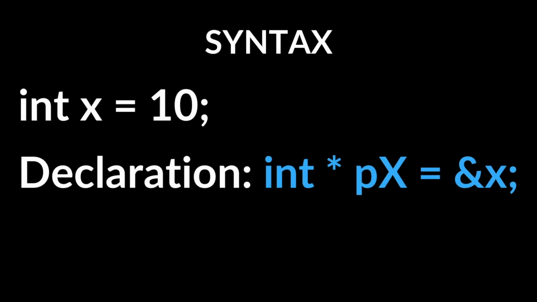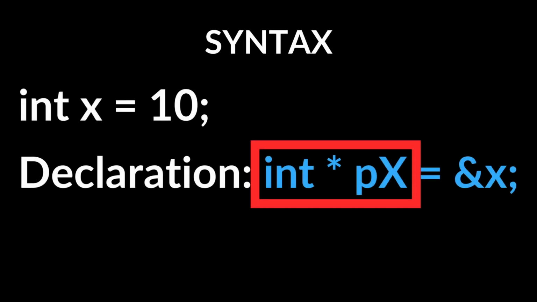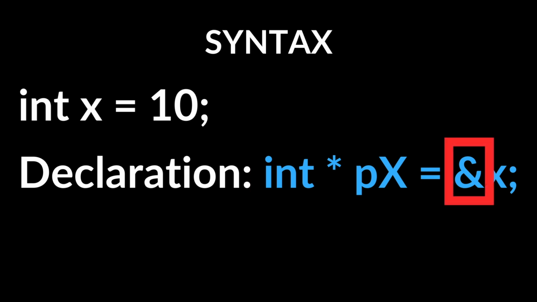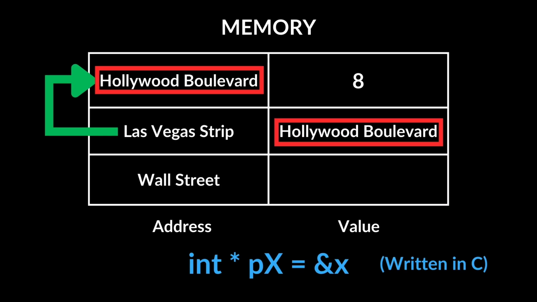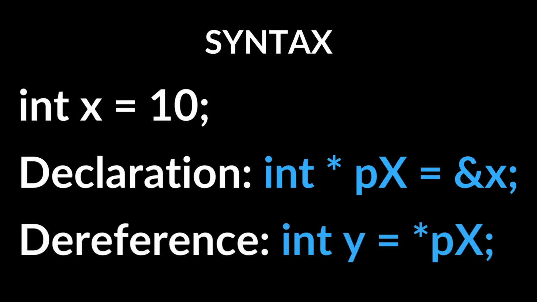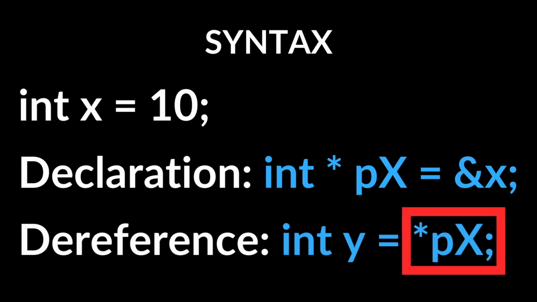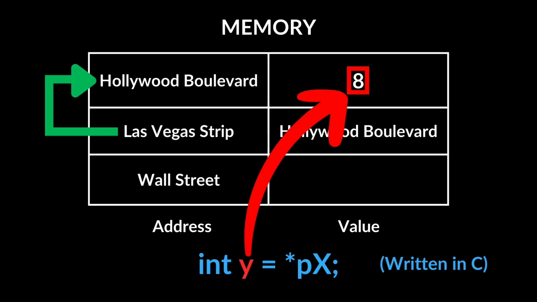Syntax. Declaration. The asterisk is used beside the type. The ampersand is used to get the memory address of a variable. This declares a pointer. Dereferencing. The asterisk is not used beside the type. This accesses the value at the memory address the pointer is pointing to.